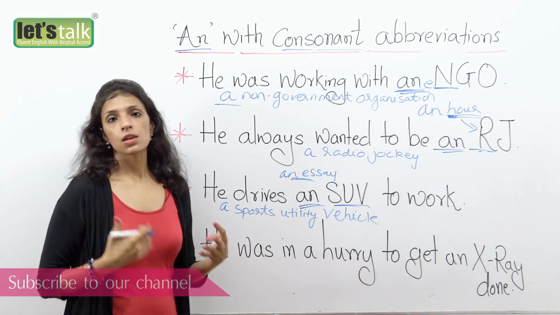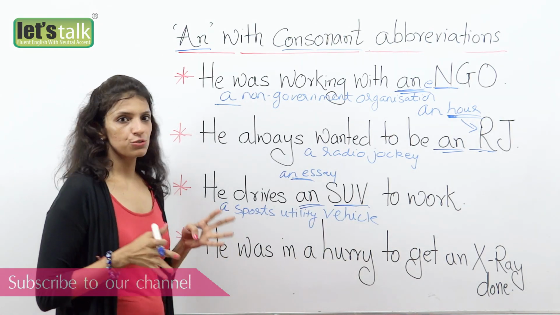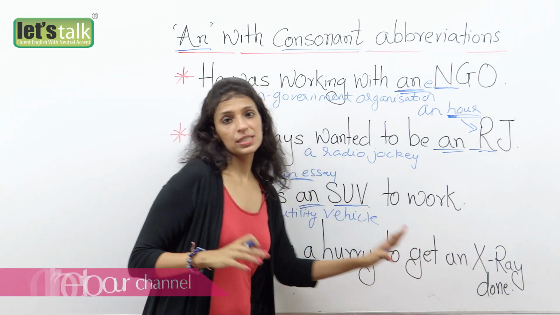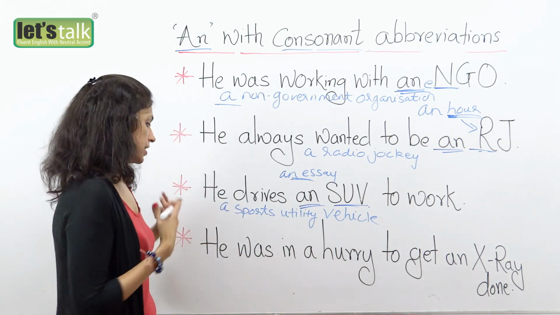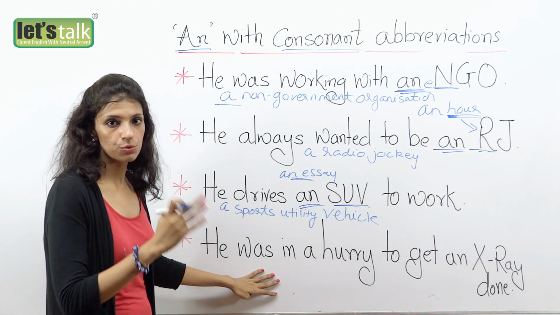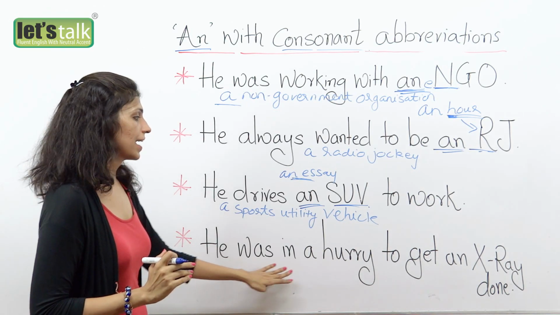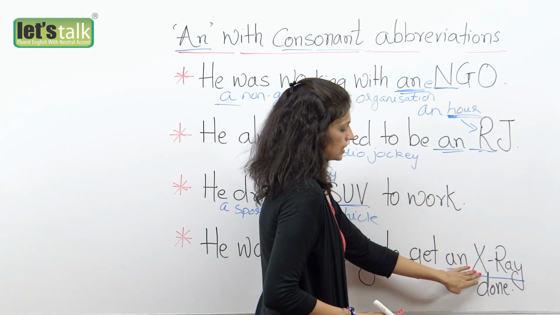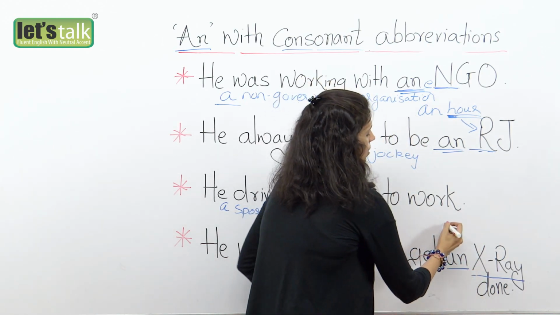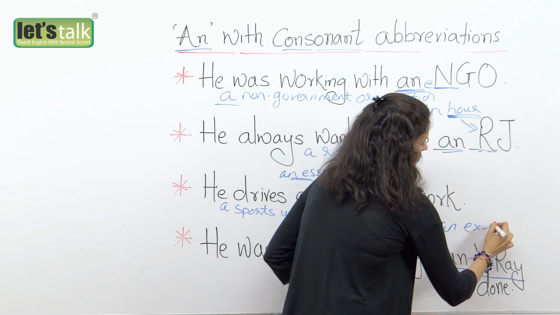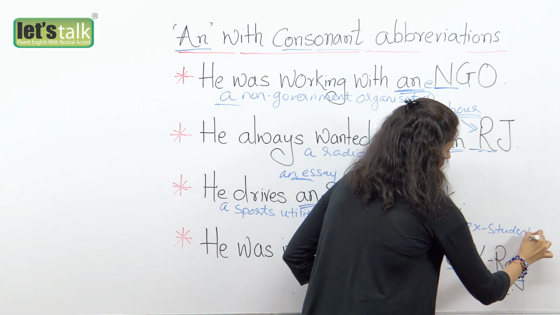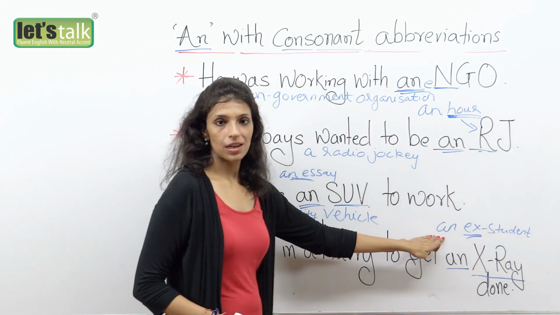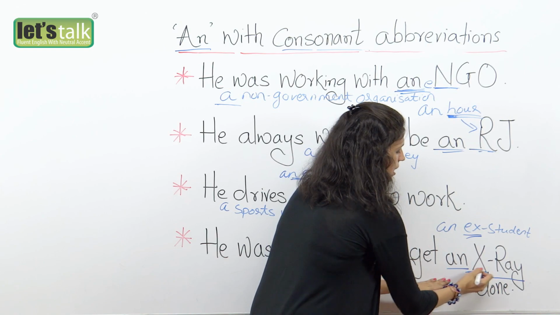Okay, and well, there was a lot more to catch up on, but we had to cut short because he was in a hurry to get an X-ray done. He was a little unwell, had a little backache, so he took leave to go and get an X-ray done. So he told me, don't mind Rachna, but I need to get an X-ray done. Now, an X, though it's just the letter X, which is a consonant, it comes like an ex-student, right? So I'm an ex-student of my college. So likewise, an X-ray done.